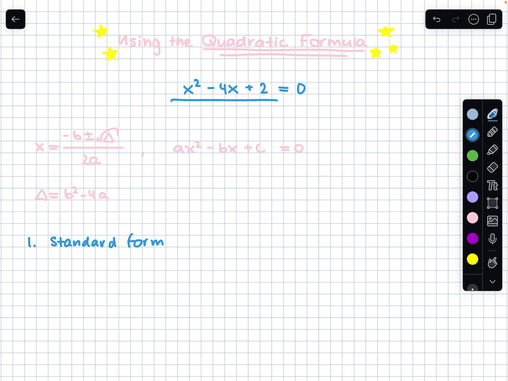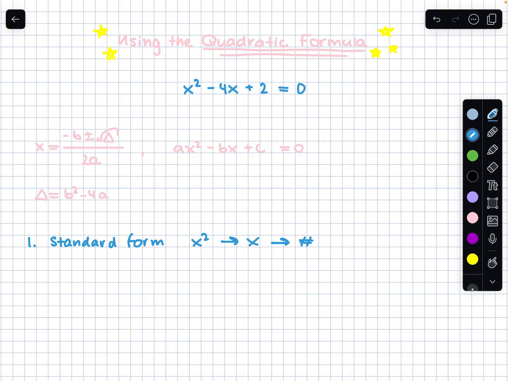Now, what is standard form? Standard form is just arranging the terms in a way that it goes from highest power to lowest power. So x squared, then x, and then just a number without any variable. So if we check up here, we already have that. First we have x squared, then we have x, and then we have the constant term.